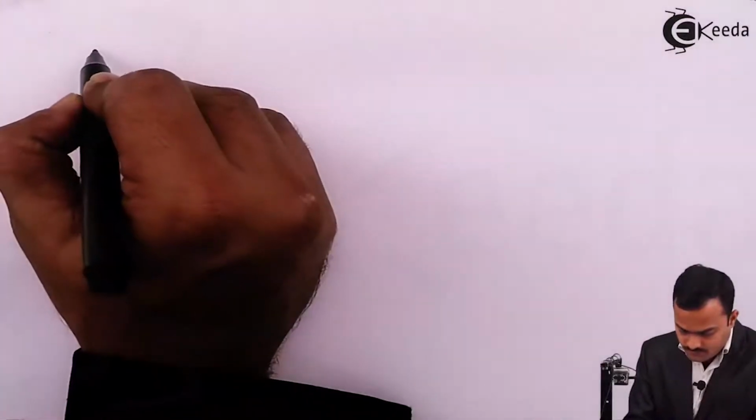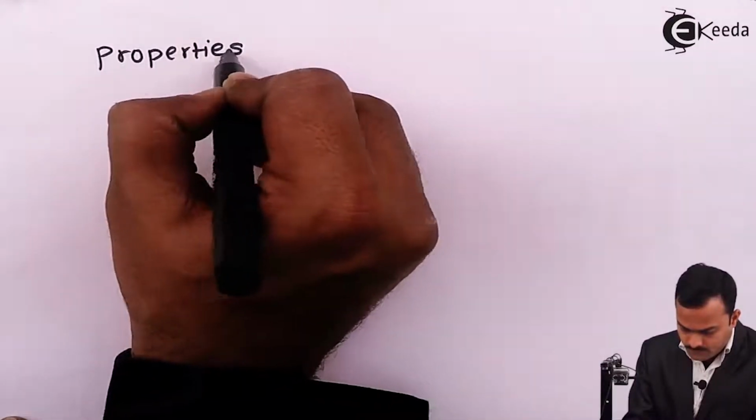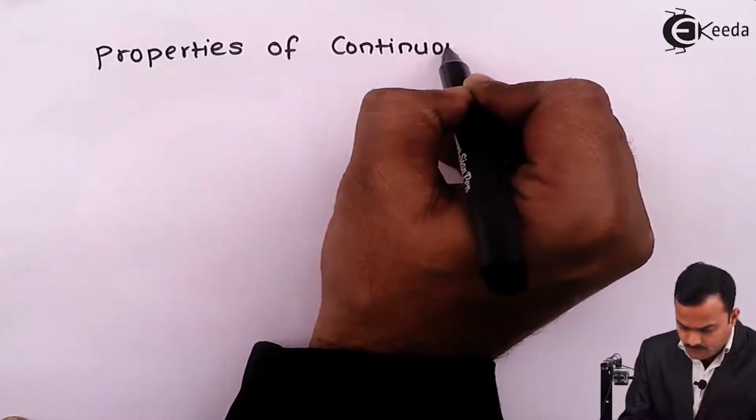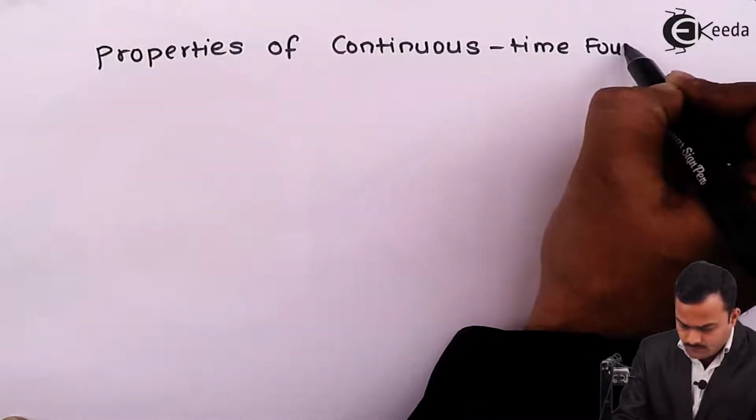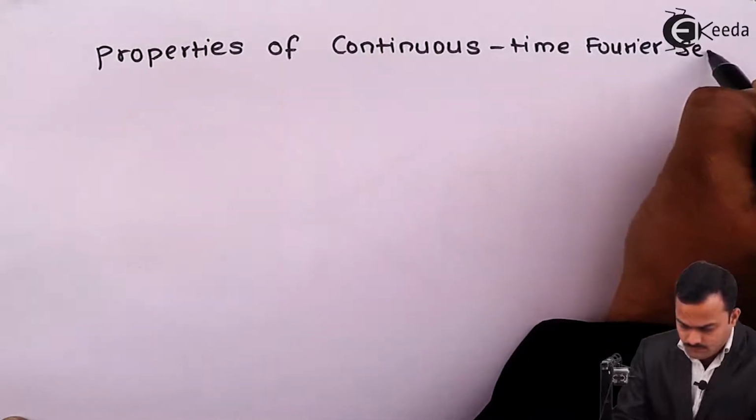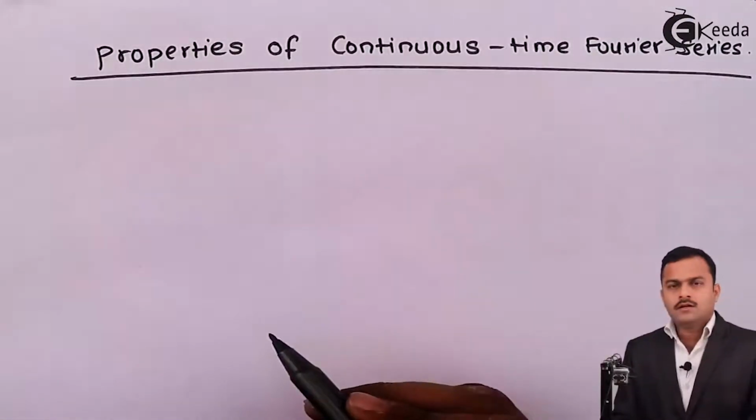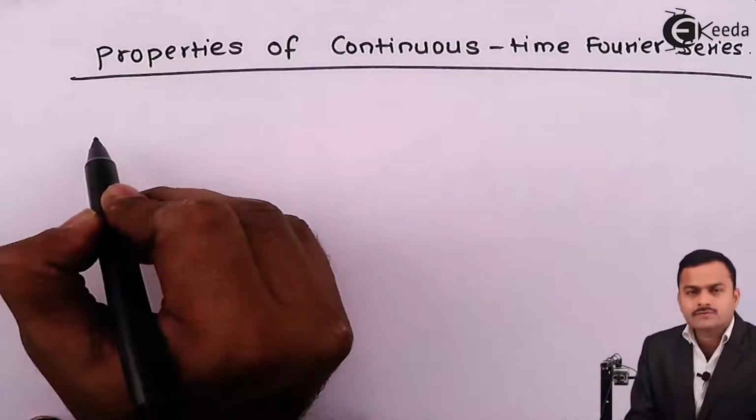In this video, we are going to see some properties of the continuous time Fourier series. To define a certain property of a Fourier series, let's make some assumptions. So what are the assumptions we are going to make?